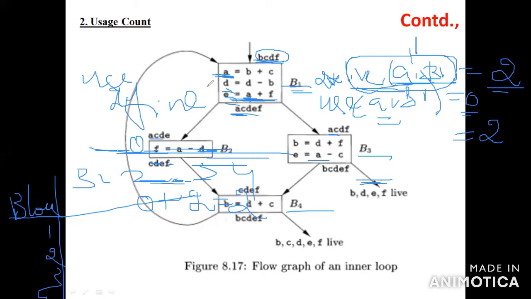What are the variables here? In that, variables A, B, C, D, F, I think. So here A, B, C, D, F. So in each block, how many variables are available? For each variable, what is the usage cost of each live variable in the basic block? You have to calculate. Finally, you have to calculate the total values.